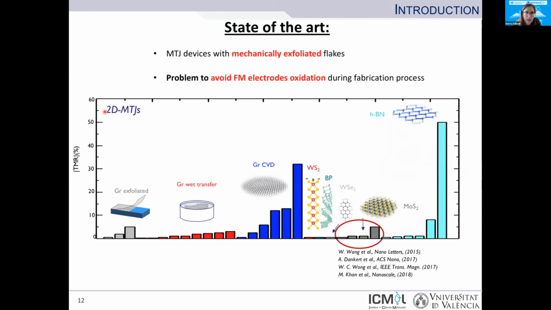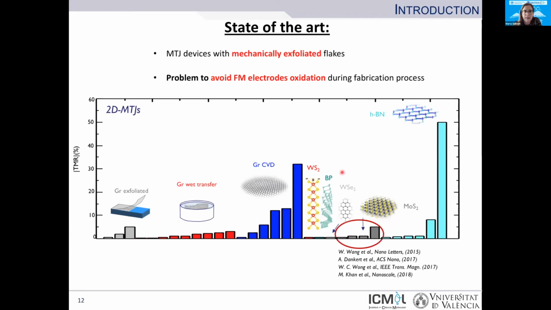Actually, here is a summary of most of the results until now with 2D magnetic tunnel junctions. And as you can see, a lot of work was done with graphene, and a big improvement was made when graphene was directly grown by CVD over the ferromagnetic electrodes. So we completely avoid the oxidation of the ferromagnetic interface. And the same thing with hBN: a big improvement was made when hBN was directly grown by CVD over the ferromagnetic electrode. The problem of CVD is that the process must be changed and optimized for each single material. So it's really difficult, and until now only graphene and hBN were directly grown over ferromagnetic electrodes. And so to explore other materials, we have to deal with these mechanically exfoliated or transferred flakes.